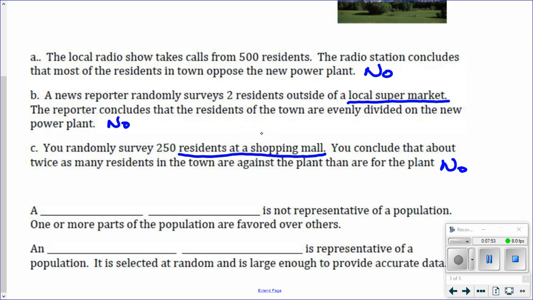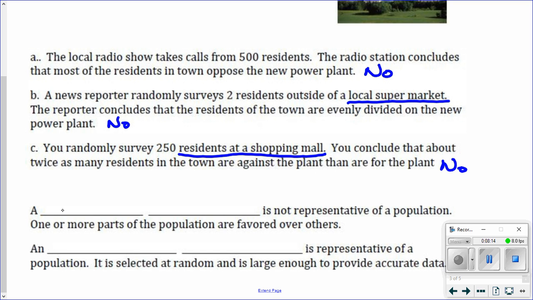One common way is to take like a phone book, which I guess phone books don't exist anymore, but the phone numbers of all the local residents and randomly choose some. Even that's not perfect because maybe some people don't have a phone, right? So it's difficult to get a perfectly random sample.